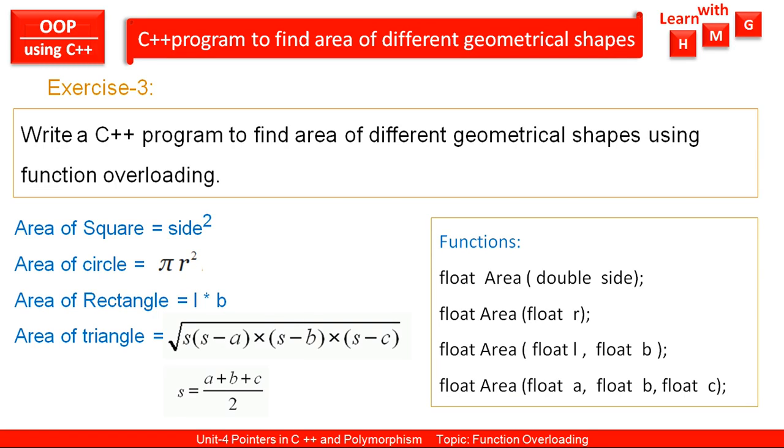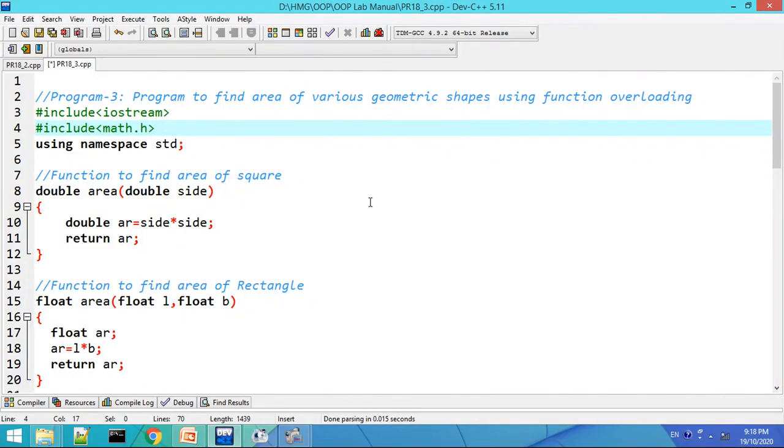Now I will demonstrate this particular C++ program using the Dev C++ compiler. This is the C++ program to find the area of various geometric shapes using function overloading. For that I will require two header files, that is iostream.h and math.h. Now here I am going to consider four geometric shapes, that is square, rectangle, circle and triangle.